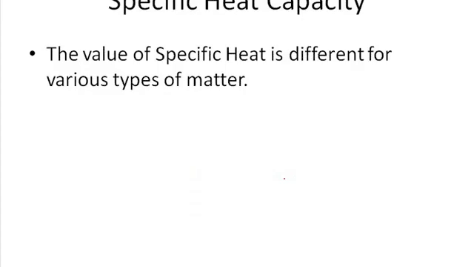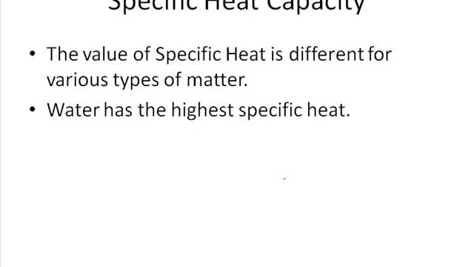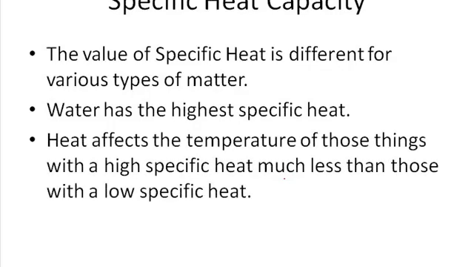The value of specific heat is different for various types of matter. Water has the highest specific heat, and the heat that affects the temperature of things with high specific heats is much less than for those with low specific heats. For example, it takes a long time to boil water. The reason is that it has a high specific heat. And it is also absorbing a lot of heat, so once you heat up that water, it will cool off for a long time.